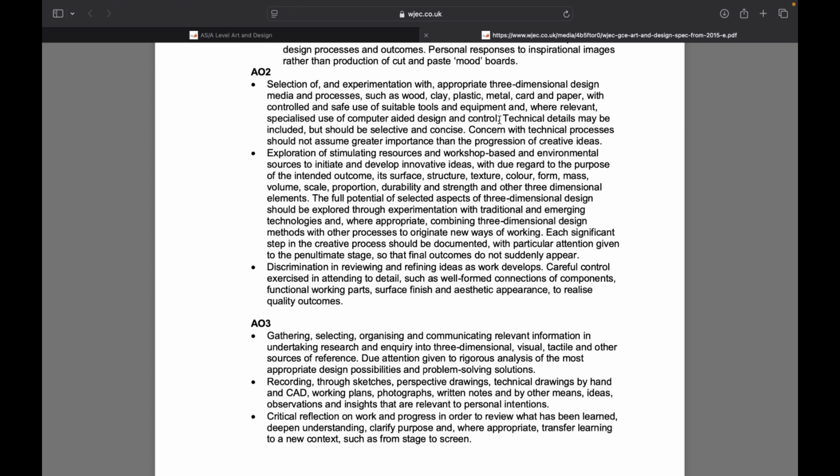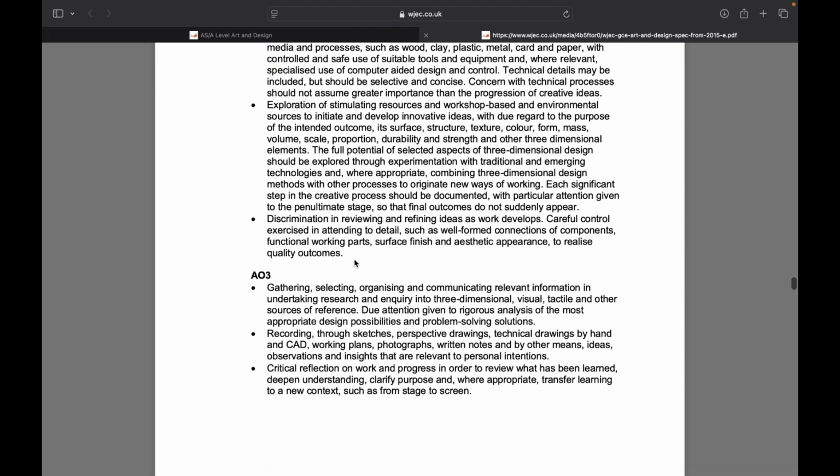And then finally, within AO2, just make sure that you are being critical of your work and there is discrimination in reviewing and refining ideas as work develops. So make sure that it's getting better and better as you go along. As you continue through your journey, make sure that your work is consistently improving.